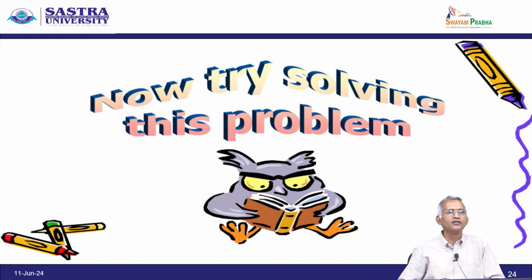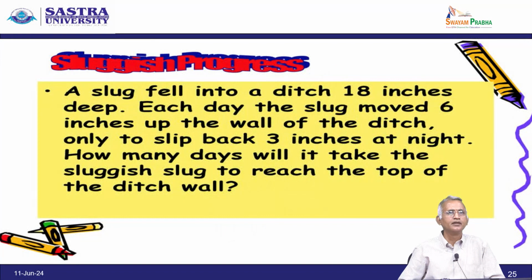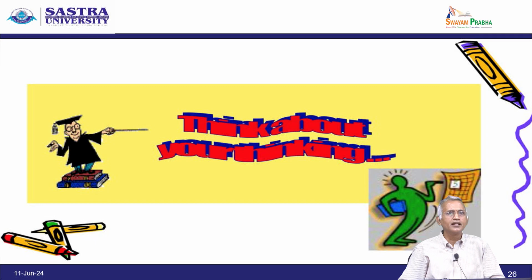And now, try to solve this problem. Sluggish progress. A slug fell into a ditch 18 inches deep. Each day the slug moved 6 inches up the wall of the ditch, only to slip back 3 inches at night. How many days will it take the sluggish slug to reach the top of the ditch wall? So, this is the question. They call it sluggish progress. Now, think about your thinking.